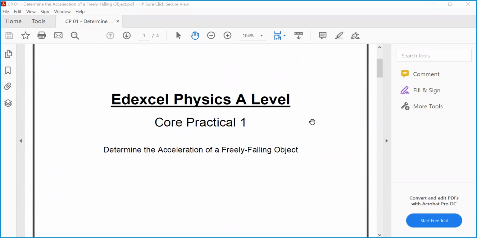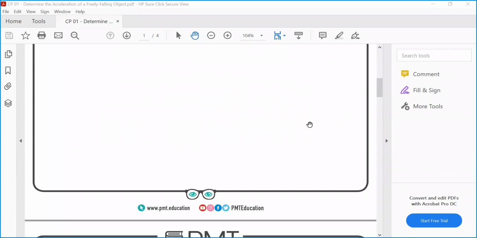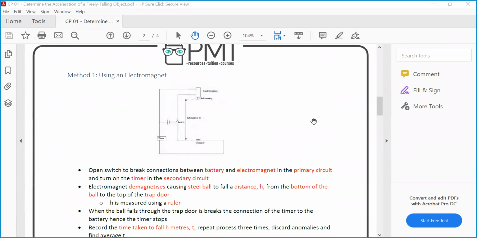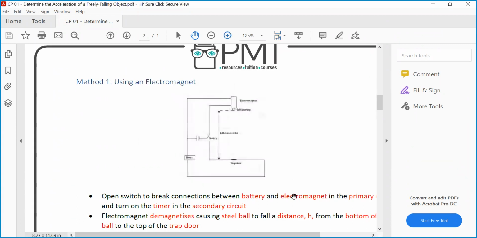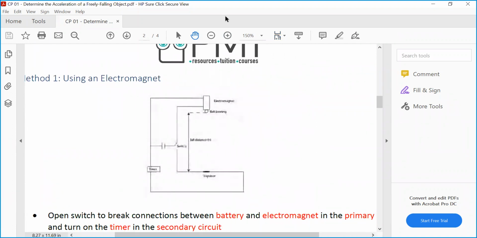Edexcel practical 1, determine the acceleration of a freely falling object. Method 1, using an electromagnet. Look, here there's an electromagnet.